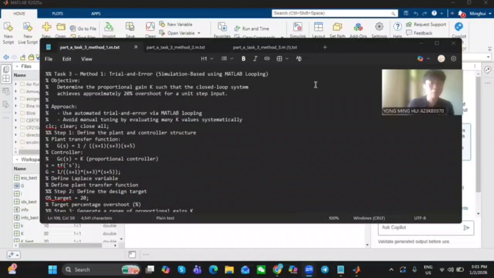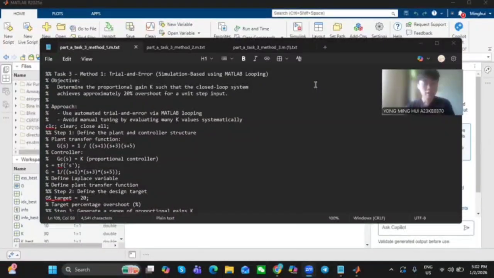So in this video, I will present Part A Task 3, which focuses on proportional controller design for a third order control system. The objective of this task is to determine the proportional gain K that achieves approximately 20% overshoot using three different design methods: the first one, trial and error simulation; the second one, the analytical approximation; and the third one, root locus method.